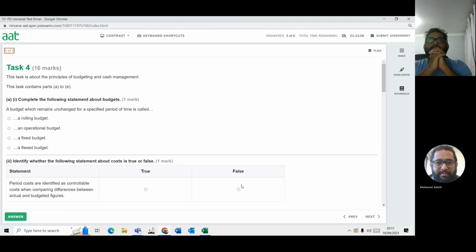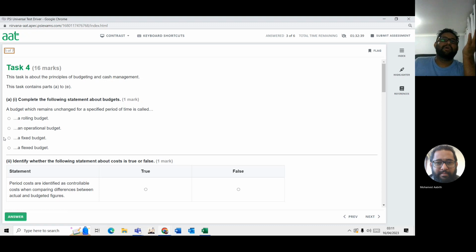Complete the following statements about budgets. A budget which remains unchanged for a specific period of time is called what? If you say here, it doesn't change at all for any level. So it is a fixed budget, it's not flexed, it's not a rolling budget. Rolling budget is like every 3 months you start a new 12 months budget, or every 6 months you start a new 12 months budget. So you keep on rolling the number.